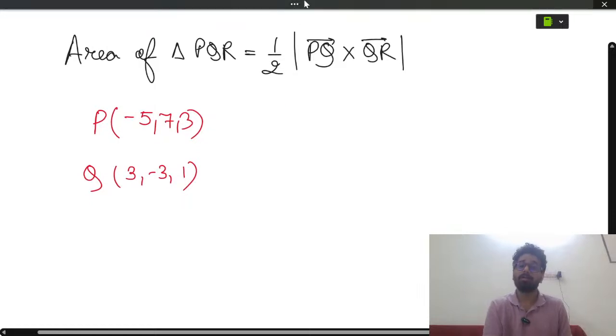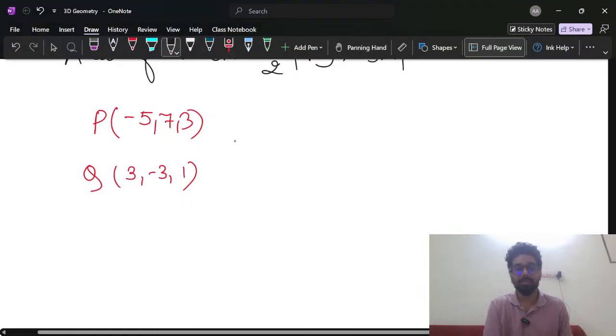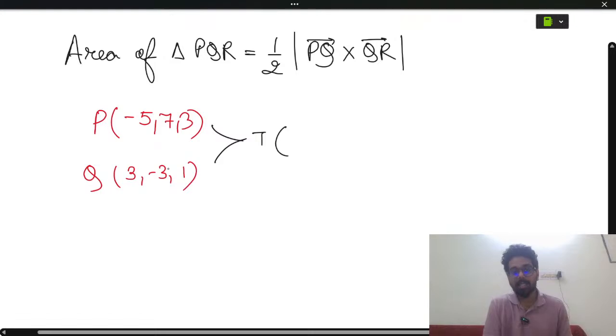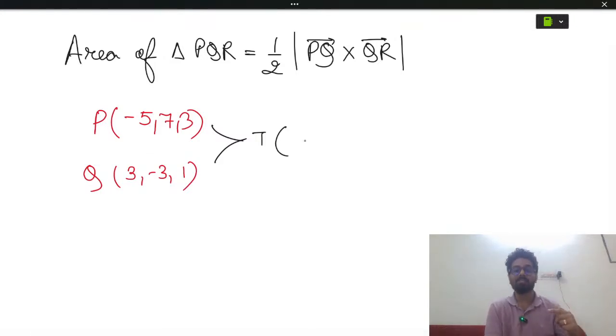We know the midpoint of P and Q is the point T. The point T is this plus this by 2. So minus 5 plus 3 is minus 2 by 2 is minus 1. What we are calculating, T is the midpoint. 7 plus of minus 3 is 4 by 2 is 2. And 3 plus 1, 4 by 2 is again 2. This is the midpoint. Now why are we doing so?